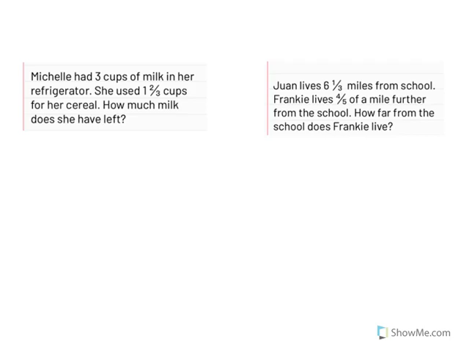Team, anytime we have word problems, it's important that we read it thoroughly, annotate the question, and write down our information in a key. So let's look at the first example. It says Michelle had 3 cups of milk in her refrigerator. She used 1 2/3 cups for her cereal. We want to know how much milk she has left.